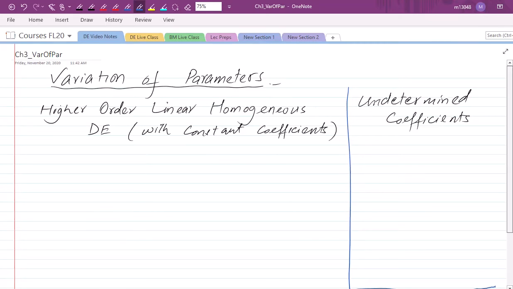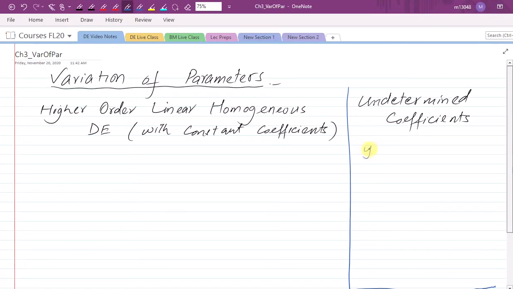Our today's topic is variation of parameters. It's another method to solve higher order linear homogeneous differential equations with constant coefficients. We have solved the exact same type in the last lecture using undetermined coefficients. So, first thing we would like to know is what is the difference between the two methods.